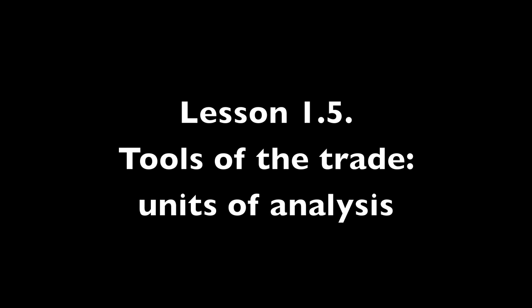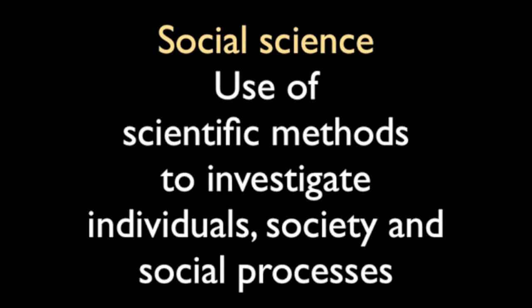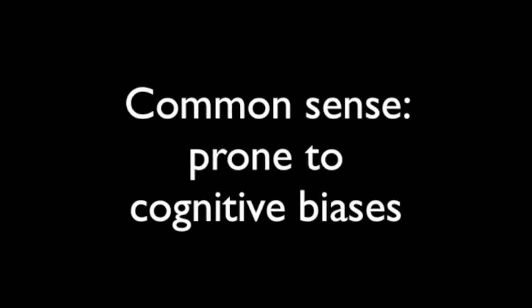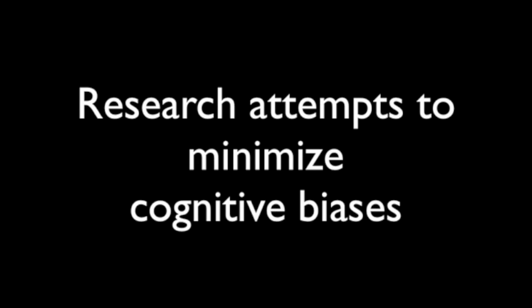Recount what you have learned up to this point. You learned that social science represents the use of scientific methods, whether qualitative or quantitative, to investigate individuals, society, and social processes. Communication research focused on communication processes is a type of social science. You also learned that common sense is often prone to cognitive biases, and that research, whether in natural science or social science, attempts to keep those biases in check.